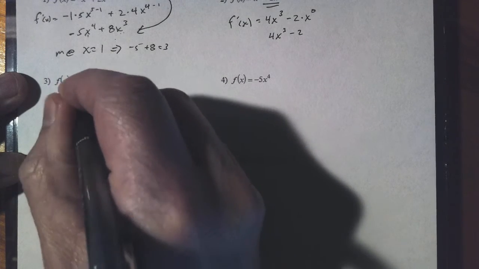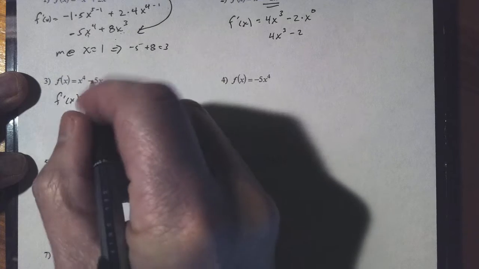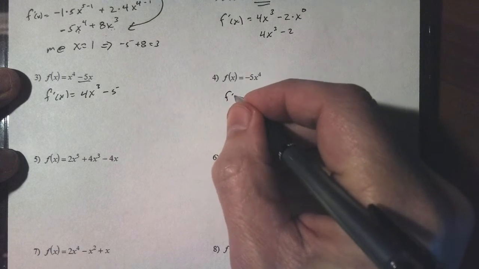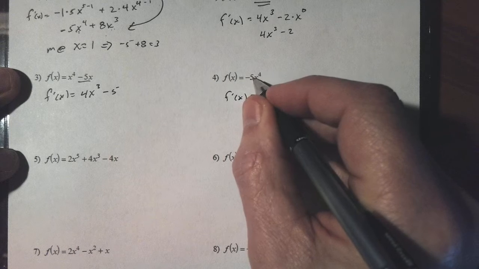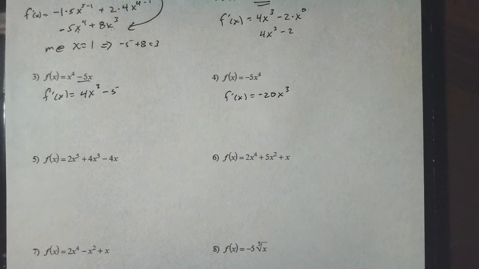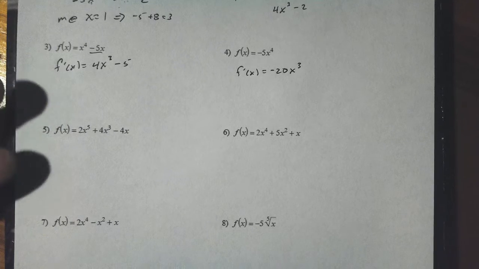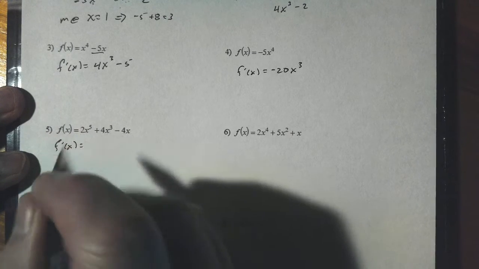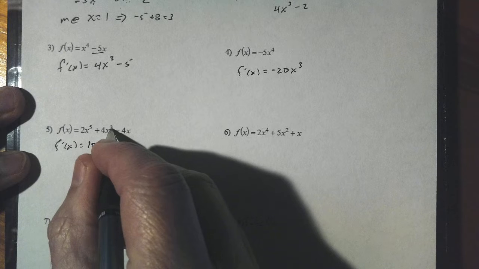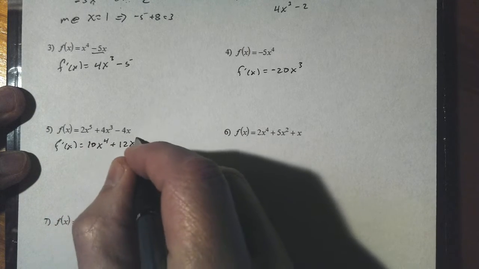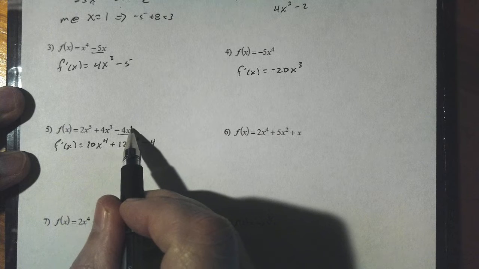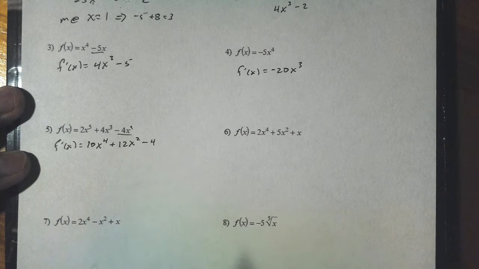All right, number 3. F prime of x is 4 out in front. Reduce the 4 by 1. What's the slope of minus 5x? Minus 5. F prime of x, negative 5 times the 4, negative 20, x to the, reduce 4 by 1, to the 3rd. Nothing to it. They can make these polynomials as long as they want. Really simple. 5 times 2. Reduce the 5. 4 times 3, 12. Reduce the 3. What's the slope of negative 4x minus 4? Or negative 4 times 1, negative 4, x to the 0th.